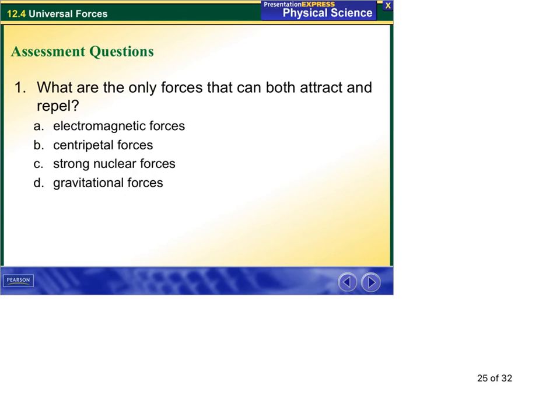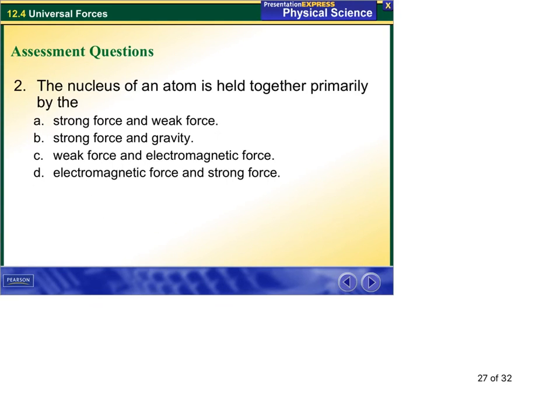A review question: the only forces that can both attract and repel, as we stated earlier, are the electromagnetic forces. The nucleus of an atom is held together primarily by, and that would be the strong nuclear force and the weak nuclear force.